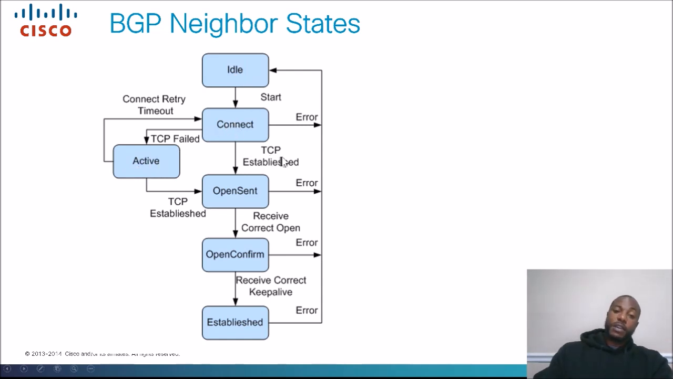So once TCP is established, as we mentioned before in the previous slide, it goes to open sent and then open confirm once it receives it. If we have an error, obviously we'll go back to idle. Once the open is confirmed, it's going to receive a correct keepalive. It's going to send a hello, and then the BGP neighbor state is established.